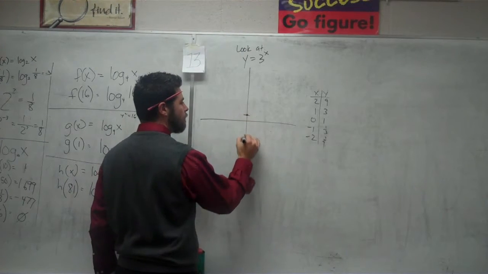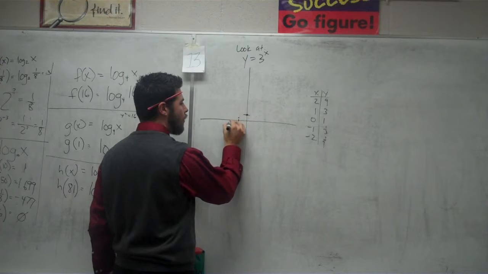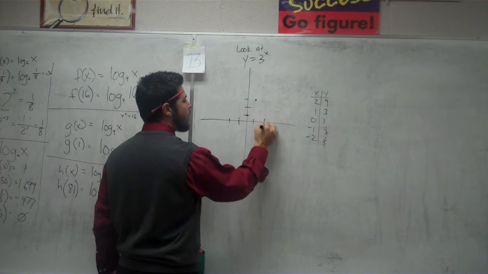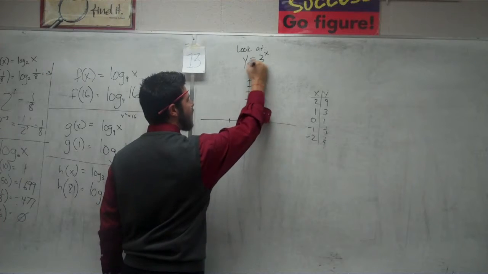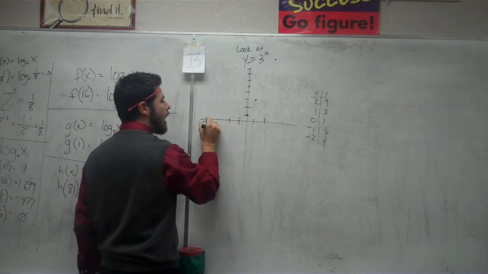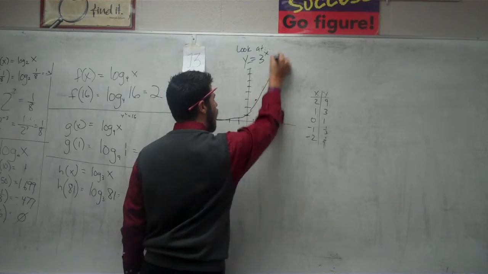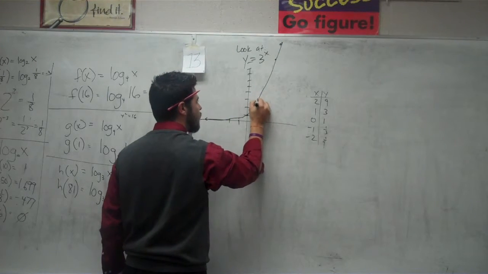So there's 0, 1. There's negative 1, 1/3, negative 2, 1/9. 1, 3, and 2, 9. Takes me right about there. And we remember what this looks like from the pop quiz and 3-1. Something like this.